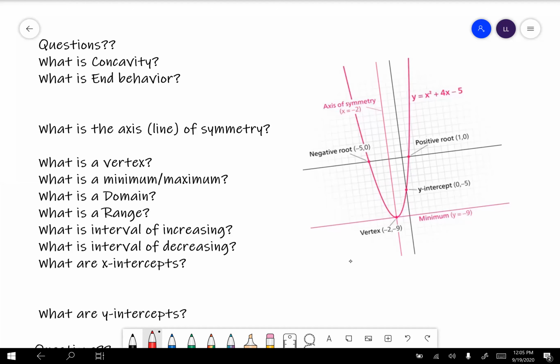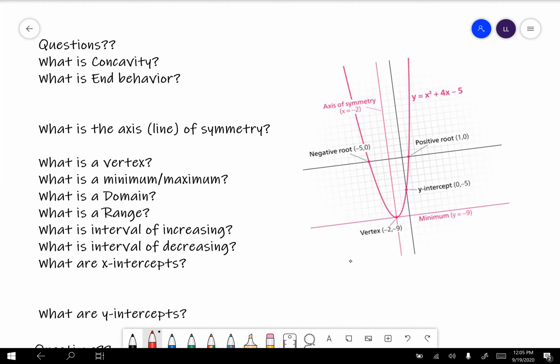Hi, everybody. This series of videos is about the key features of a quadratic function. The graph of a quadratic function is called a parabola. So to the right of the screen, what you see is a parabola with all the parts labeled.